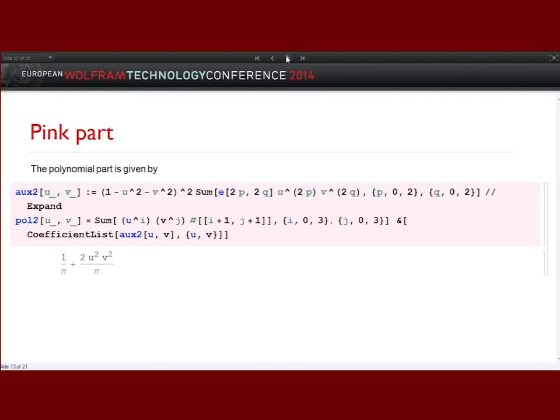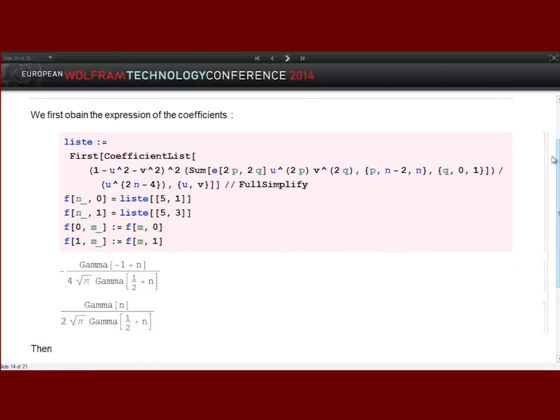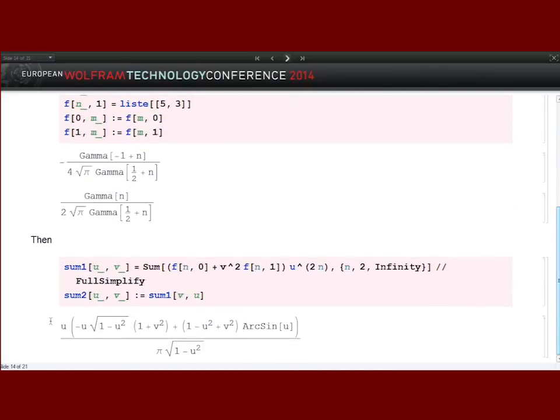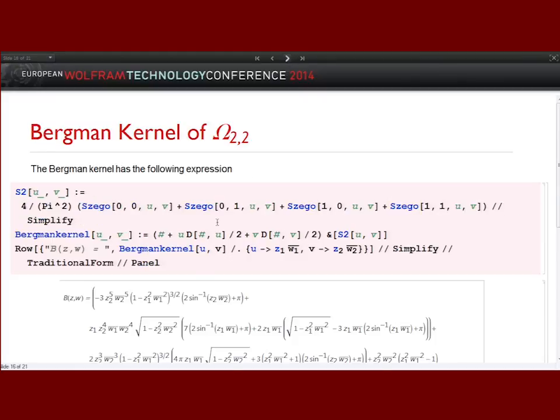The pink part gives this. And for the green and the blue sum, we first compute the coefficient Fn, and we deduce the function associated. So everything is finished. Finally, S00 has this form, and if we have all kernels, we deduce that the Bergman kernel is given by this formula.